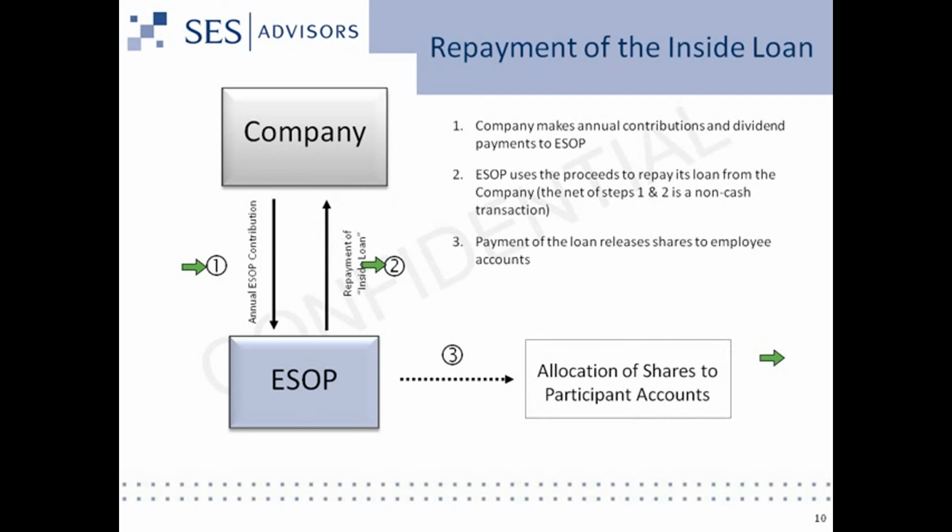Steve, is there an advantage to the company based on its limitations of how much it can contribute to changing the inside loan amount versus the external financing loans?